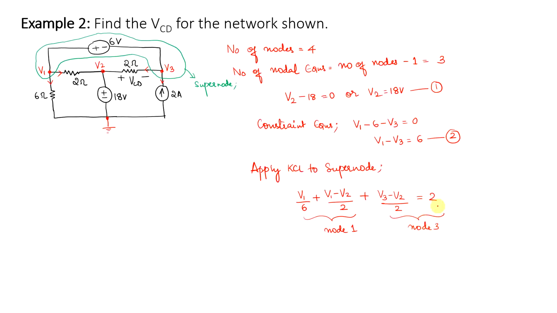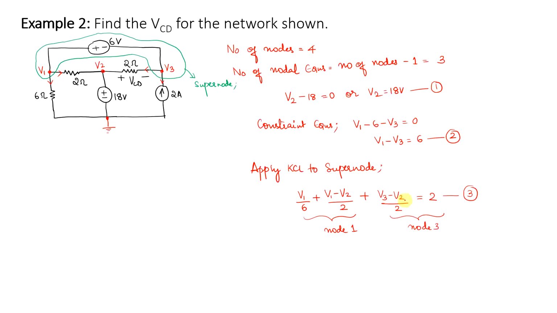So you have written the KCL equation for the supernode, with both the nodes included. This becomes your third nodal equation. The total number of nodal equations that we were supposed to obtain was 3, which is obtained here. Now, wherever required, substitute the value of V2 and see what you get. So determine all the node voltages V1 and V3. Let's see how we can simplify this.